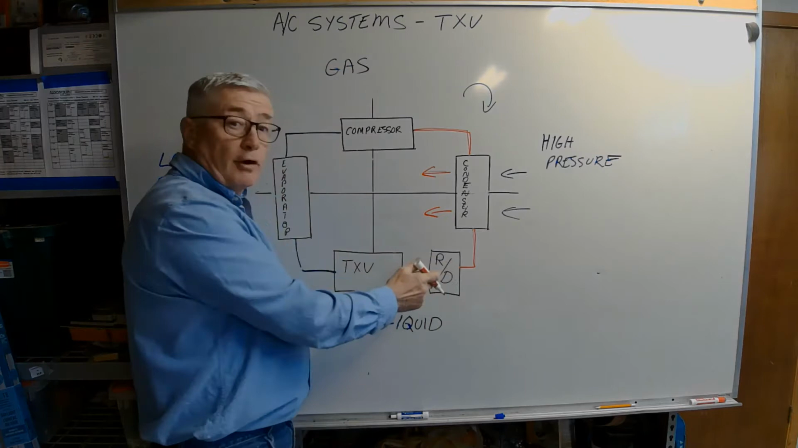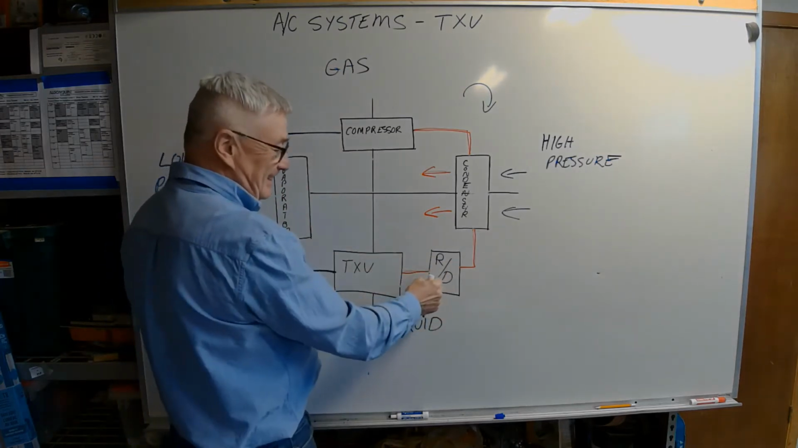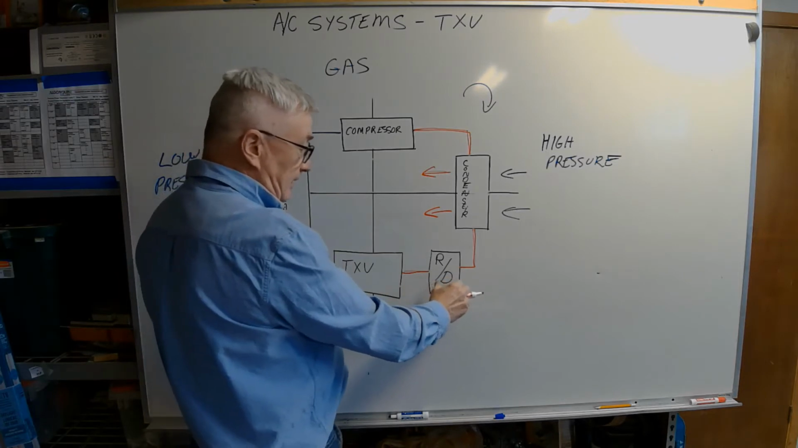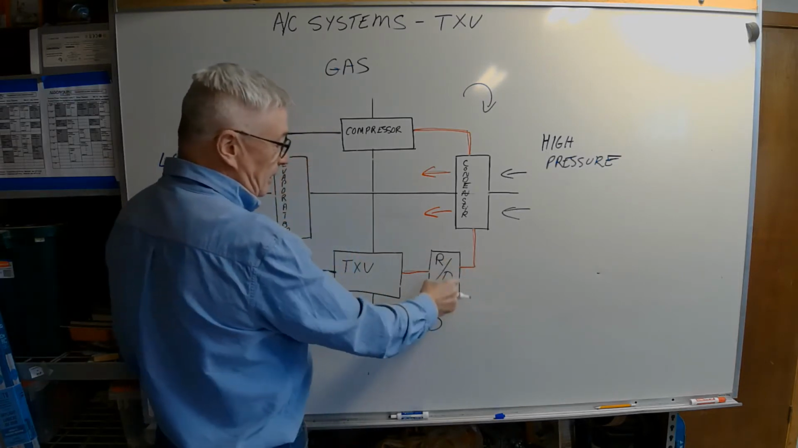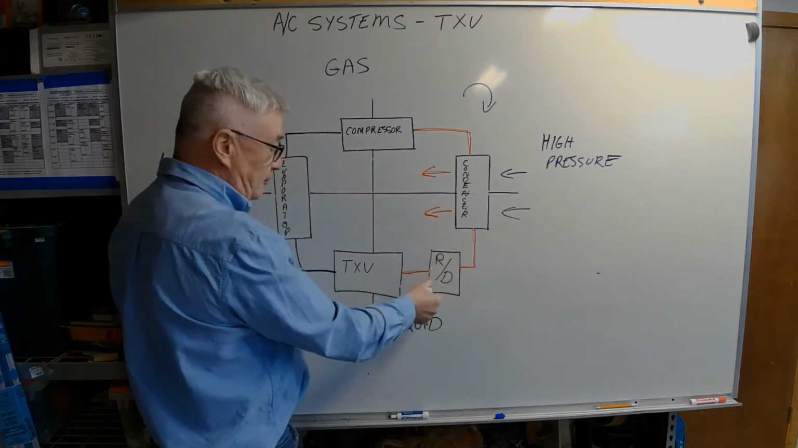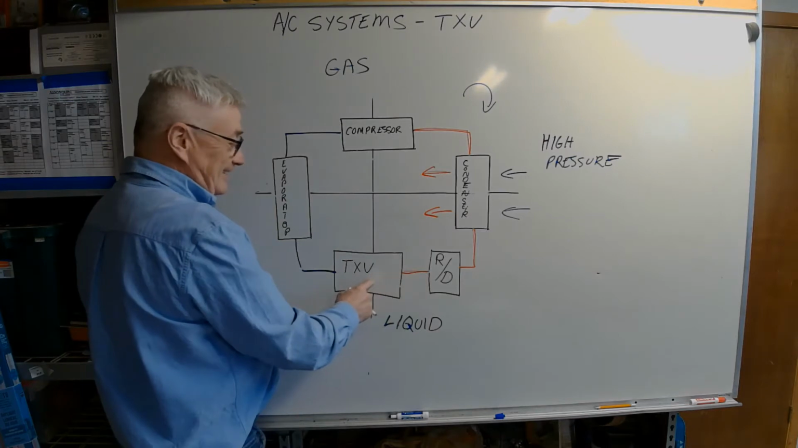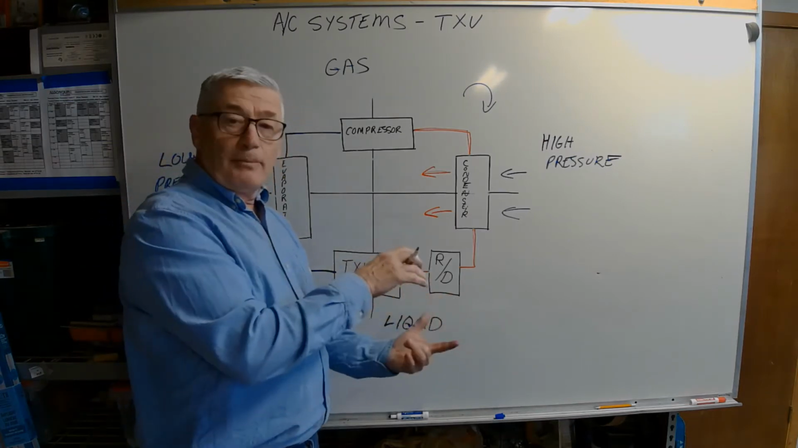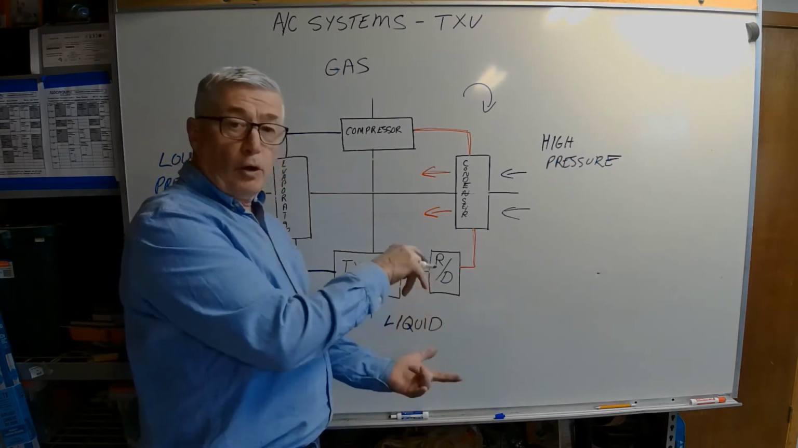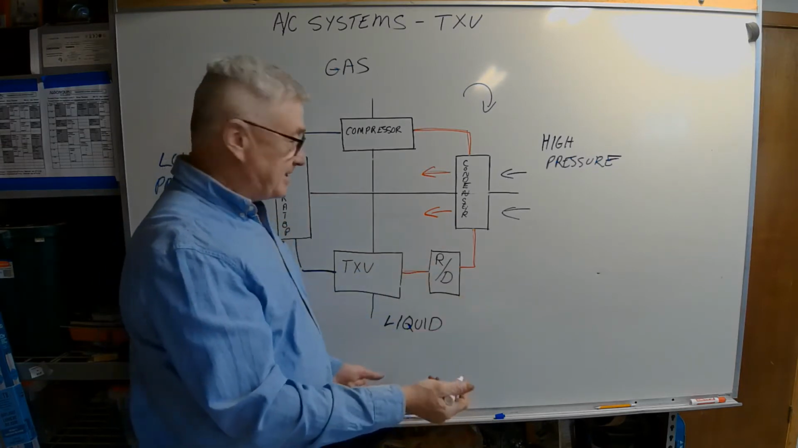The receiver dryer is going to filter and dry. There's a desiccant in here, and we're going to dry the refrigerant. If there's any moisture, and I mean water in the system, it will be held in the receiver dryer desiccant. Comes out of the receiver dryer and into the TXV. Now the receiver dryer acts as a little bit of a storage unit as well, so it will hold a small amount of refrigerant in there and provide the volume we need for the system.